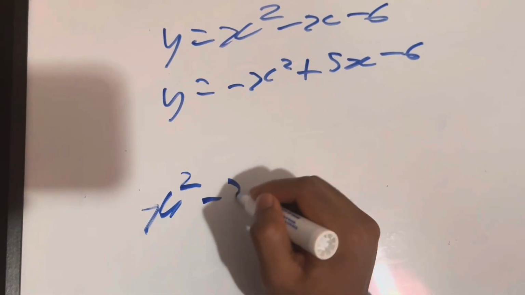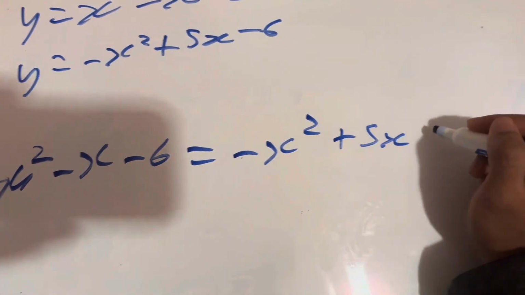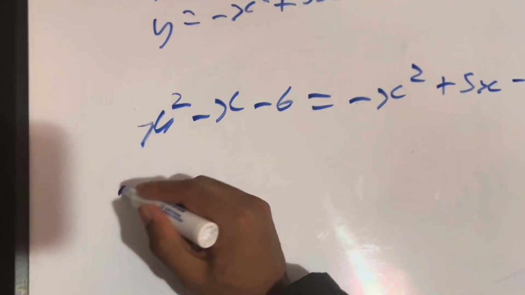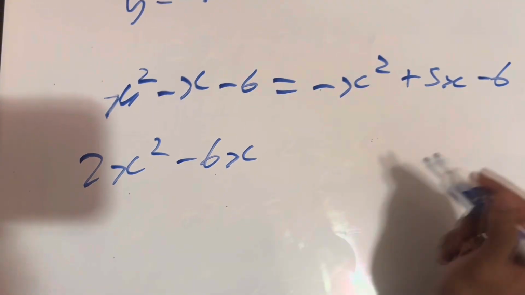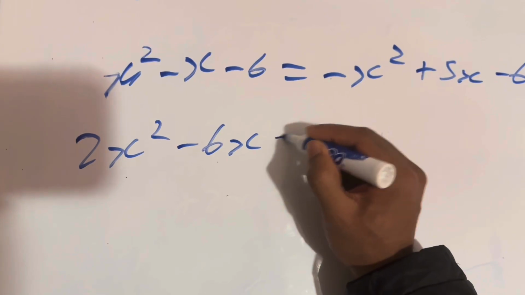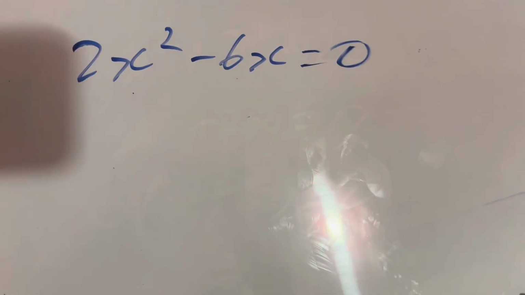x squared minus x minus 6 is equal to -x squared plus 5x minus 6. Then bring everything over here. So 2x squared minus 6x minus 6 minus 6. So it's just going to cancel out. It's going to be 0. Right. Now, honestly, the most difficult part of this is just solving for x.